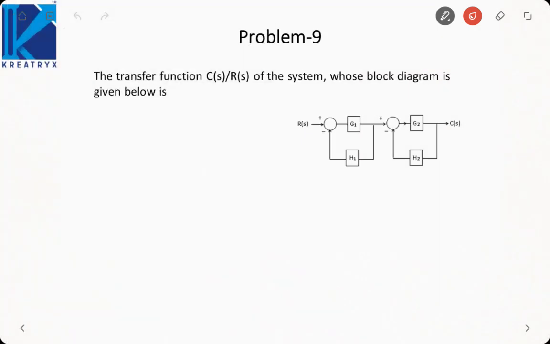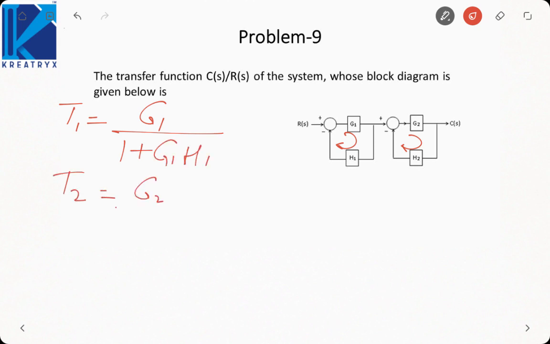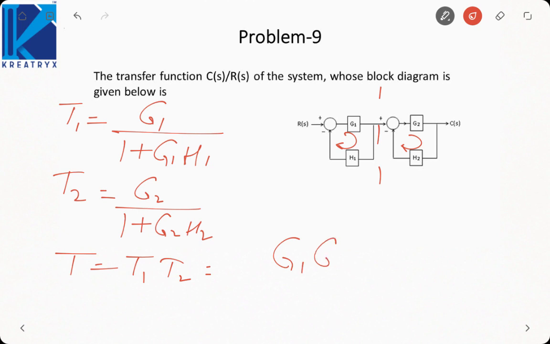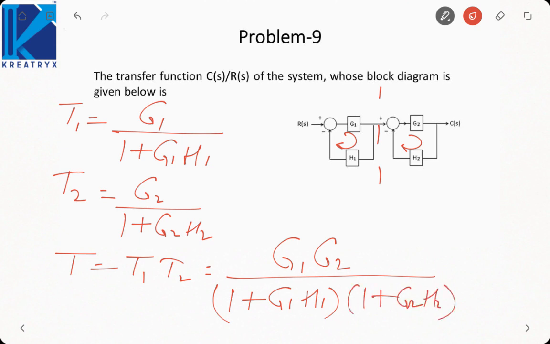In the next problem, we need to find the transfer function. So this is a feedback loop. This is also a feedback loop. So the transfer function of the first feedback is g1 upon 1 plus g1 h1. Of the second it would be g2 upon 1 plus g2 h2. Now these both are connected in cascade. So T would be T1 into T2. That would be g1 g2 over 1 plus g1 h1 times 1 plus g2 h2. This would be my transfer function of the entire block diagram.